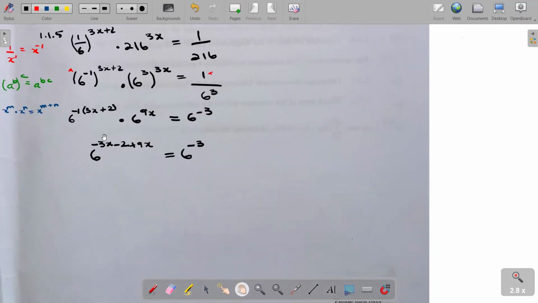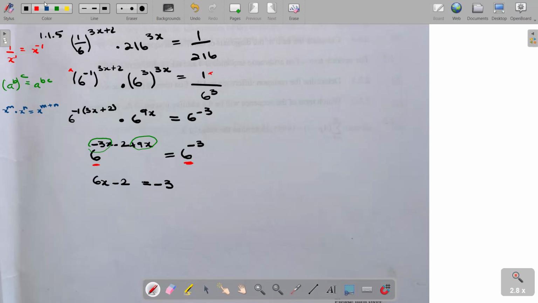But since now our bases here are the same, we can equate the powers. So it means that, let's simplify this one, minus 3x and 9x are like terms. Minus 3x plus 9x is going to give us positive 6x minus 2. That's the power. It must be equal to the power there. The power there is minus 3.